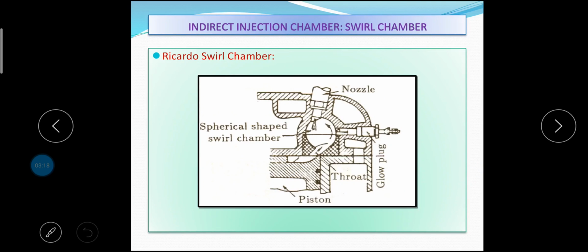Indirect injection chamber or swirl chamber. A divided combustion chamber is defined as one in which the combustion space is divided into two or more distinct compartments connected by restricted passages.